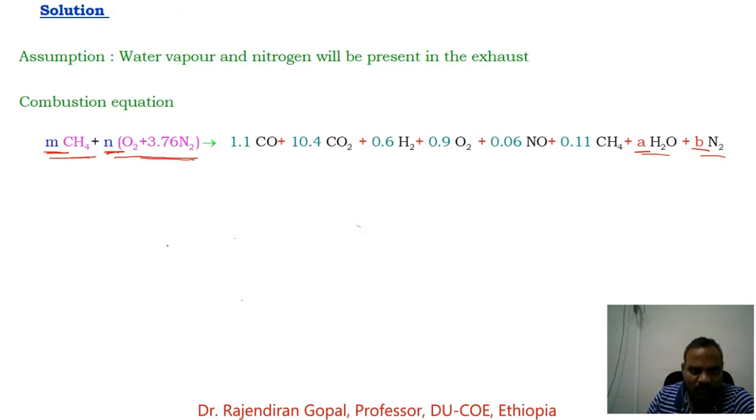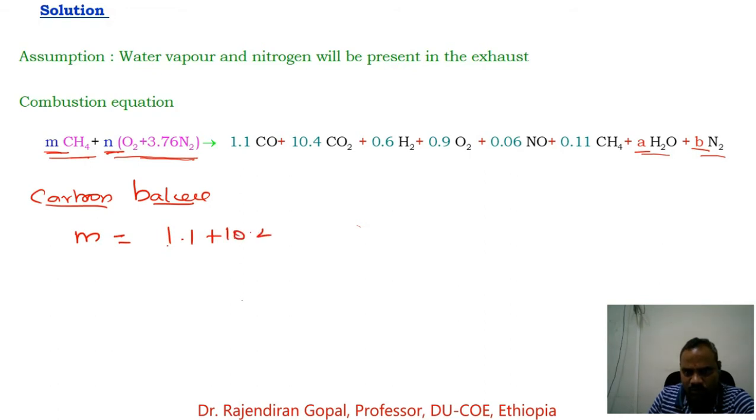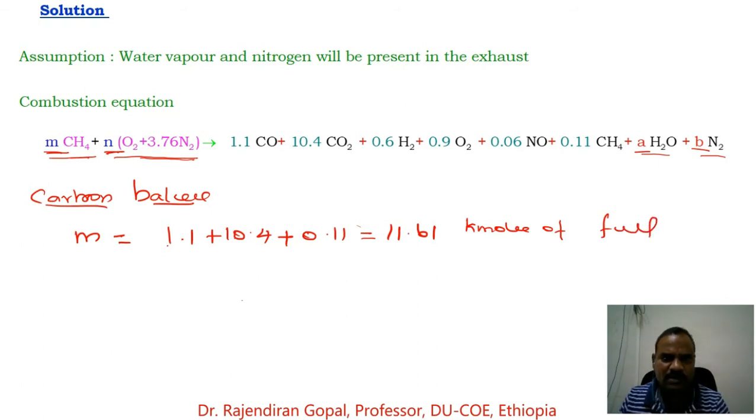To find these, first make a carbon balance. M is equal to 1.1 amount of carbon monoxide, plus 10.4 amount of carbon dioxide, plus 0.11 amount of methane as unburned hydrocarbon. It will be producing 11.61 kilomole of fuel. The unknown terms are nitrogen, water and air.